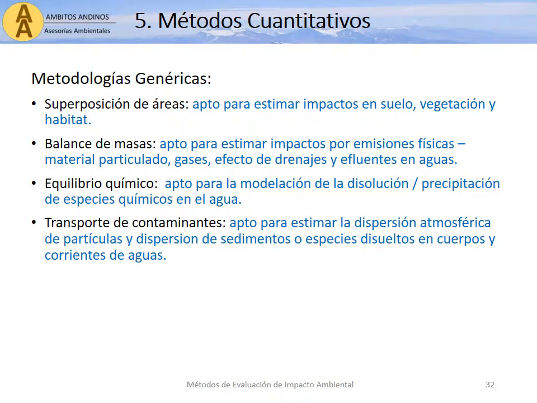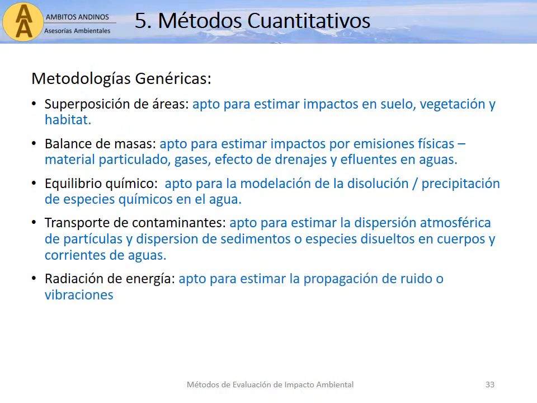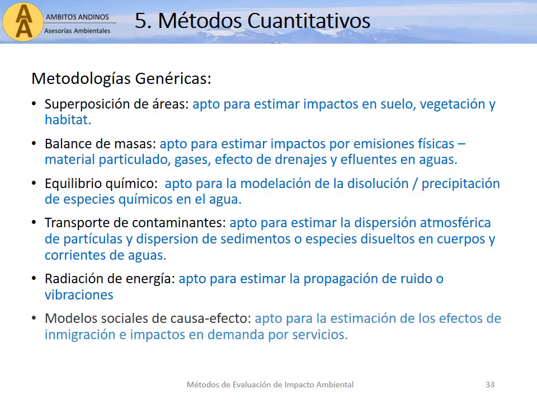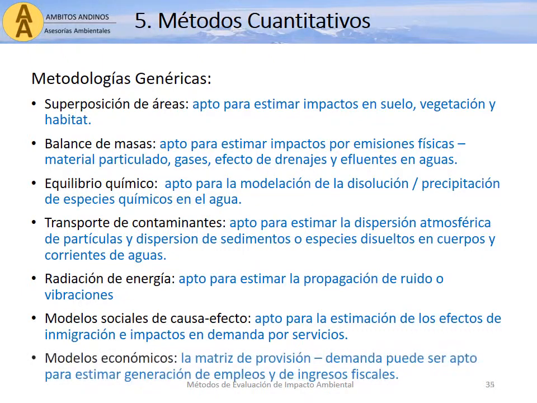Contaminant transport models are adequate for estimating the dispersion of atmospheric particles, waterborne sediments, or plumes of dissolved chemical species. Energy radiation models are adequate for estimating the propagation of noise or vibration. Models of cause and effect are adequate for estimating the effects of inward migration and demand for social services. Economic models, a supply-demand matrix, can be used to estimate the generation of indirect employment and tax revenue.